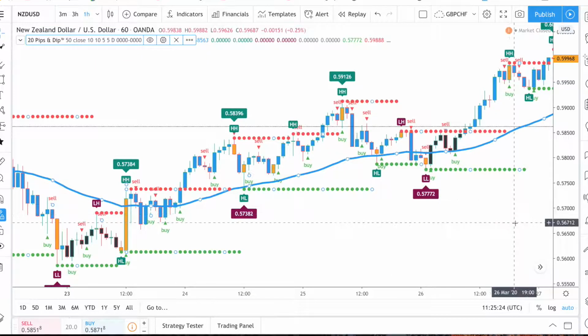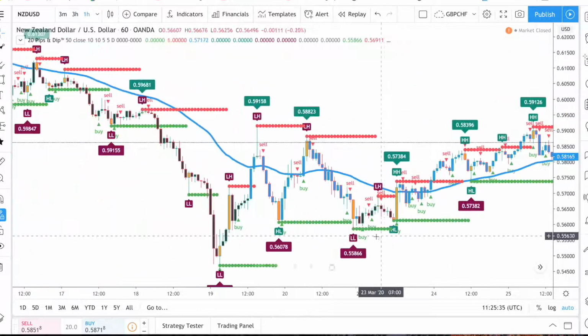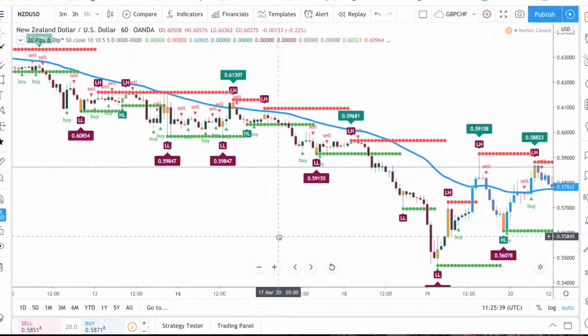Now just a few other indications that we do have when it comes to our 20 pip and dip indicator is clearly we have these indications that help us identify when to buy and sell the market. Now, if you guys are aware, remember, do not get lazy.